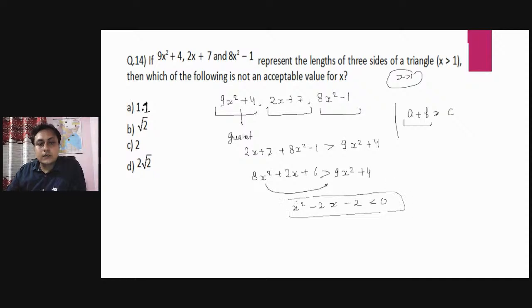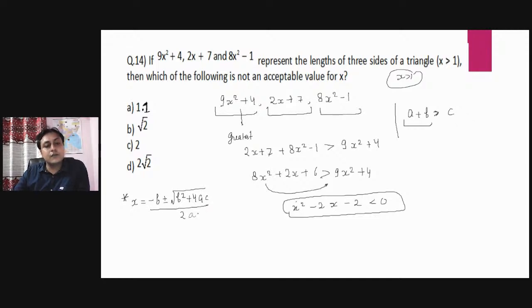So guys, now you have to use Shridharacharya formula. What is the Shridharacharya formula used for? This formula is used to find the roots of quadratic equations. What is the Shridharacharya formula? That is x equals minus b plus minus root d, where d is b square minus 4ac, upon 2a. So this is the Shridharacharya formula, and we use it to find the roots of a quadratic equation.